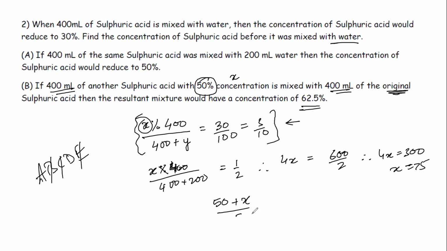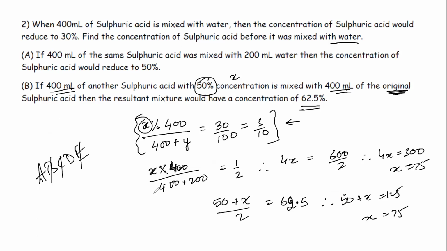50 plus X by 2, since the quantities are equal, 400 ml and 400 ml, we can simply take this expression. Okay. If the quantities were not equal, then it would be a different story. So therefore, we know 50 plus X is 125, and therefore X is 75.